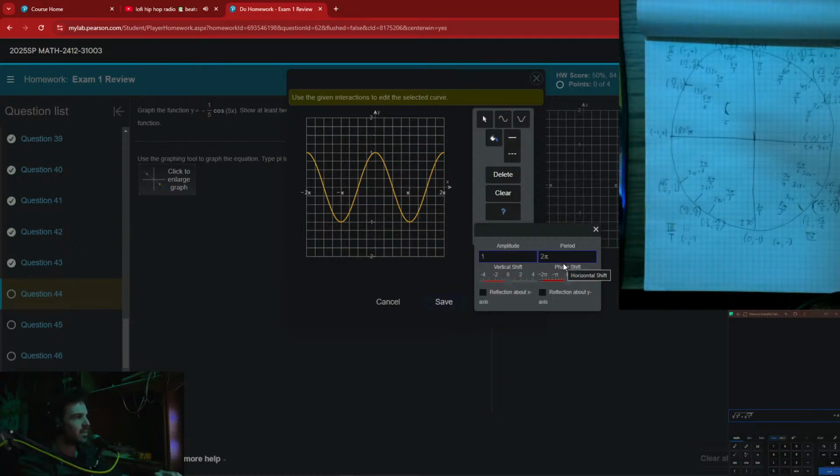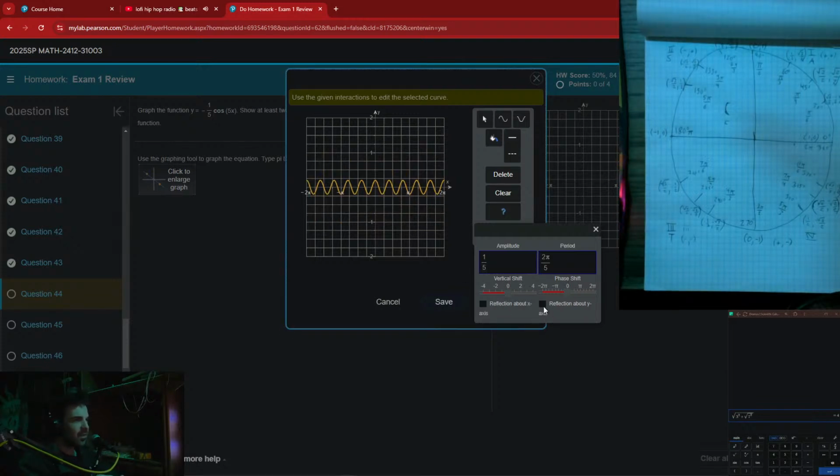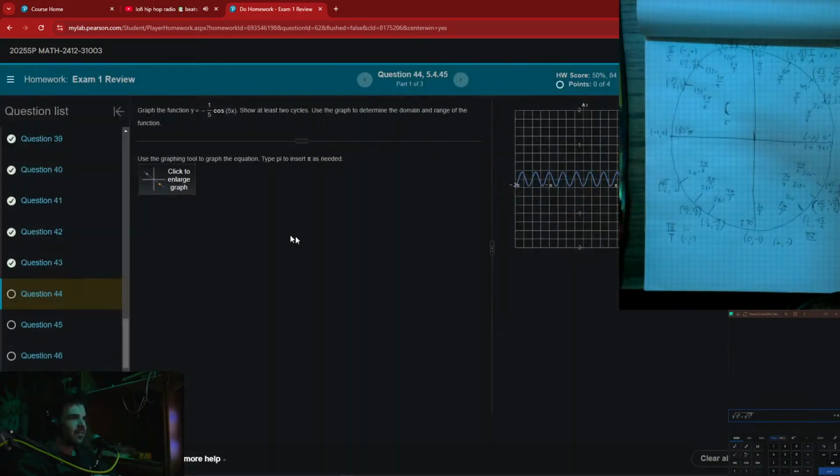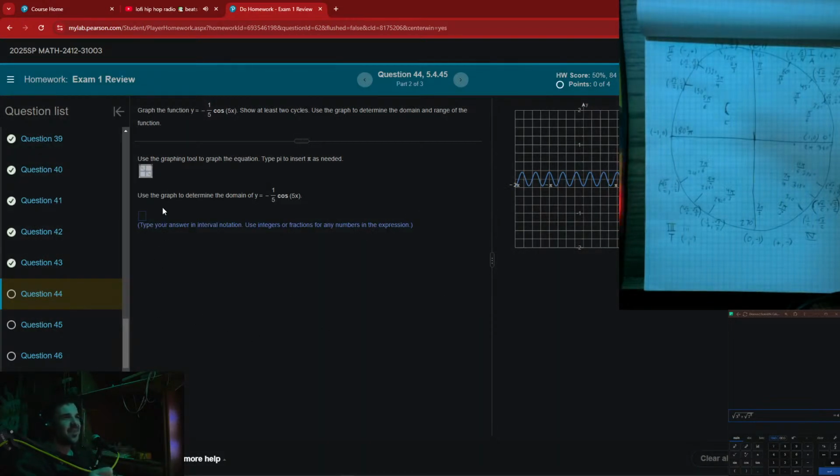Alright, so the period is pi over 5, which is 2 times pi. No. Yeah, that's right. Why can't I write in this spot? Amplitude. And then it's a reflection about the x. It's gotta be right, yeah? Excellent. Domain. It is still all real numbers.